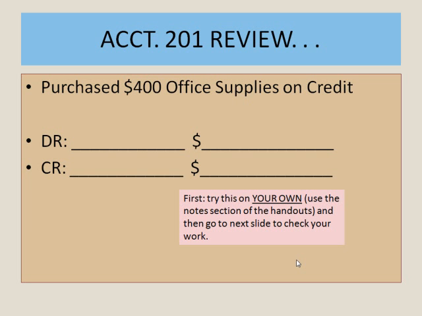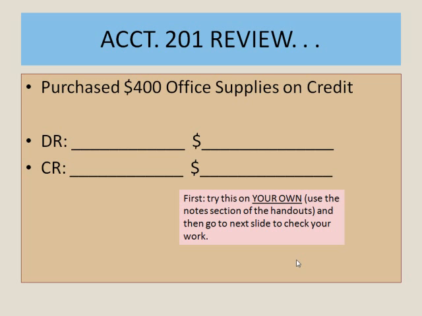Let's do another transaction. Purchased $400 of office supplies on credit. Now, office supplies is an asset account. It's given here as an asset, so consider it one. Later on, when we use it up, we'll use office supplies expense, but we'll talk about that a little later. We purchased office supplies on credit. Now we say we purchased them, but we haven't paid for them yet. We will pay for them later.